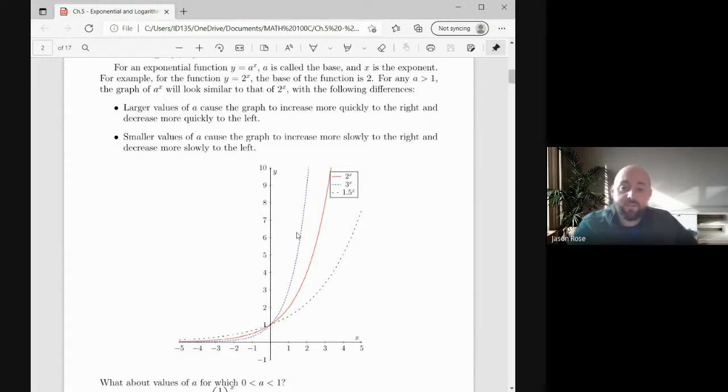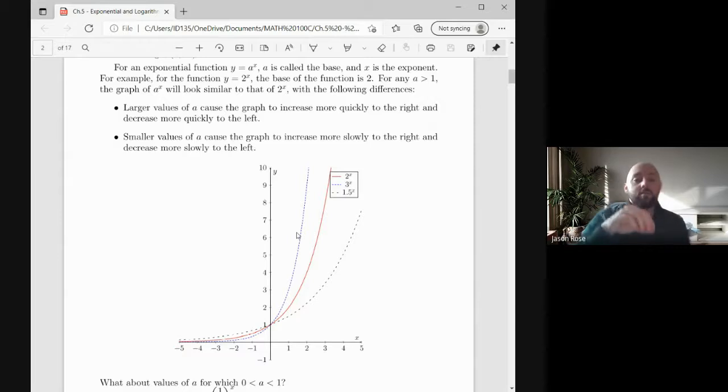Other than that, all the features are the same. You're going to have the same asymptotes, the same intercept of y equals 0, because anything to the power of 0 equals 1, whether it's 2 to the power of 0, 3 to the power of 0, 1.5 to the power of 0, all those are equal to 1. So you're always going to have that same y-intercept. No x-intercept. You have the same asymptotes, same domain, and same range. But it just looks a little different.